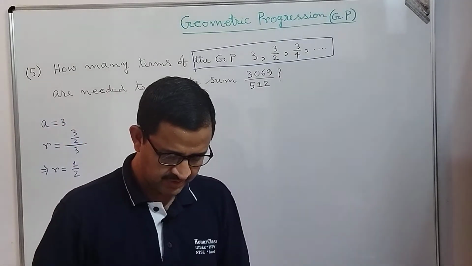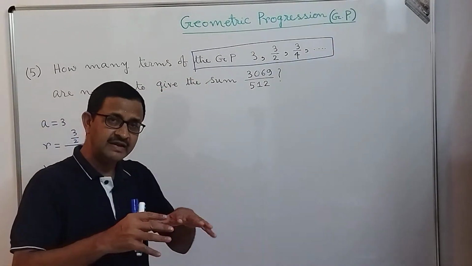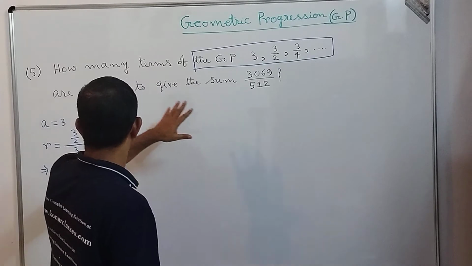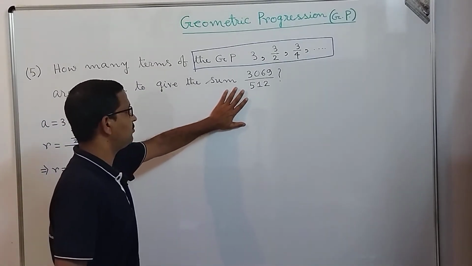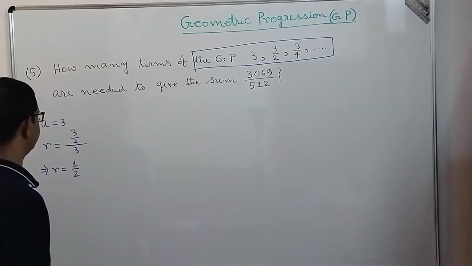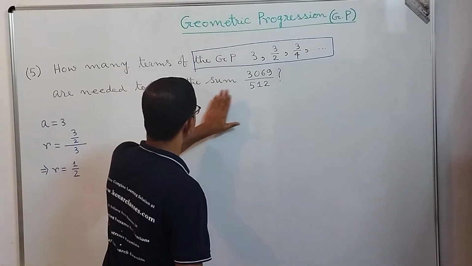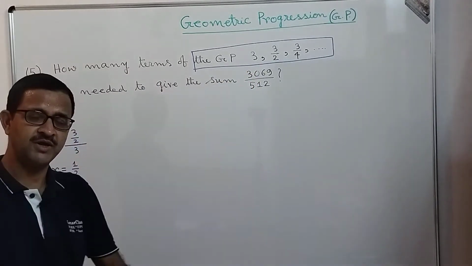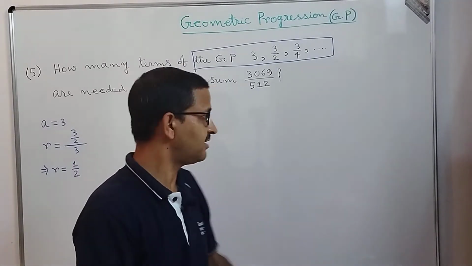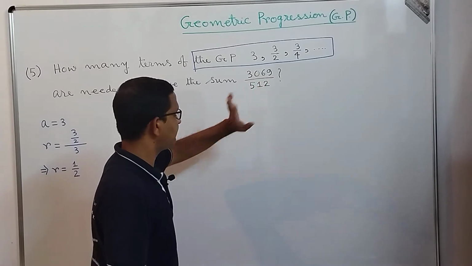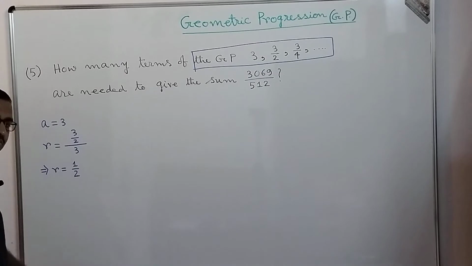Okay, so now the question is, how many terms of this GP are needed to give the sum 3069 by 512? Let me repeat once more. Let us assume there are n terms needed to give the sum 3069 by 512 of this GP, whose first term is A and common ratio is 1 by 2.